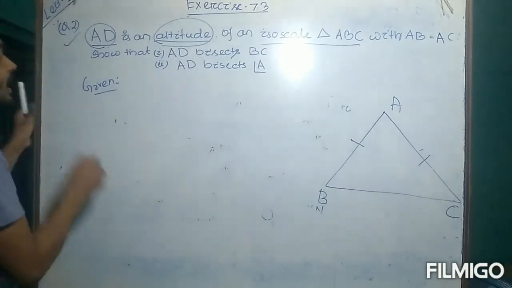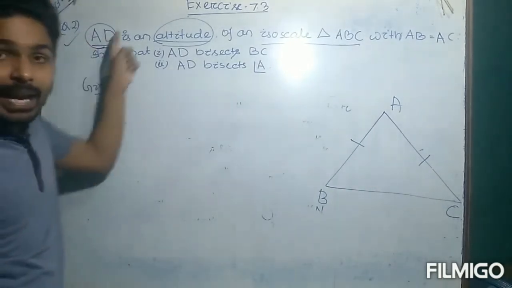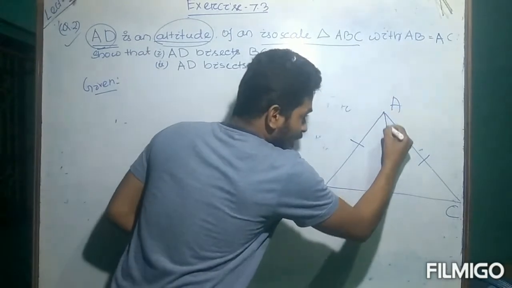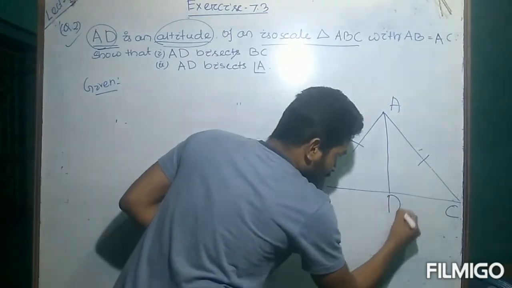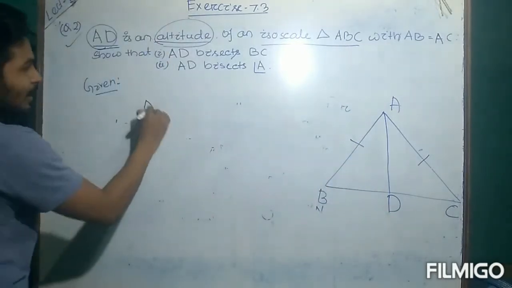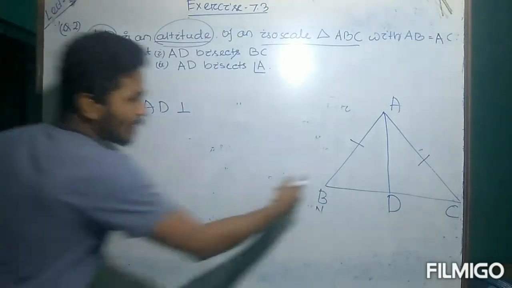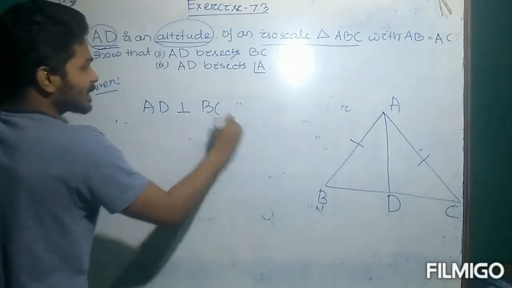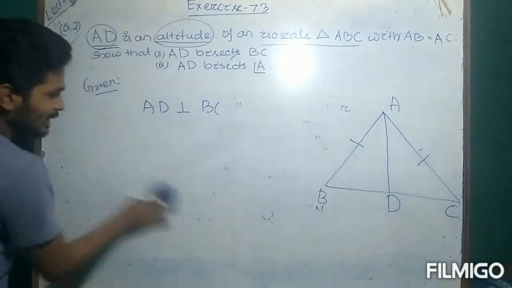And here also there is an altitude AD. Okay? So let us draw an altitude. Suppose this is the altitude AD. Now this AD is an altitude. It means what? AD must be perpendicular on BC. This is the meaning of altitude, isn't it?